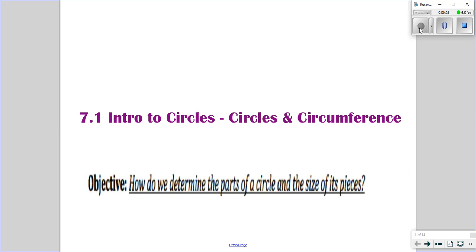Hi, we're going to be starting a new unit, and that unit is called circles. So our first lesson is 7.1, Intro to Circles, Circles and Circumference. The objective is, how do we determine the parts of a circle and the size of its pieces?